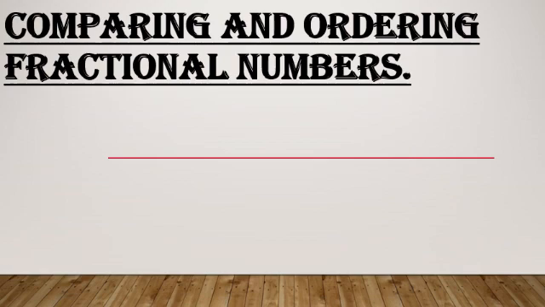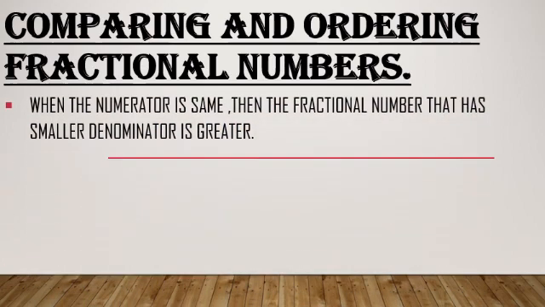Comparing and ordering fractional numbers. How will we compare, how will we know which fraction is greater and which is smaller? When the numerator is the same, then the fractional number that has the smaller denominator is greater. If all the numerators are the same, all having 1, but the denominators are different, we have to see the denominator. The smaller denominator will be the greatest one.